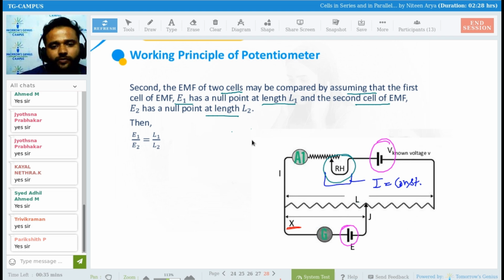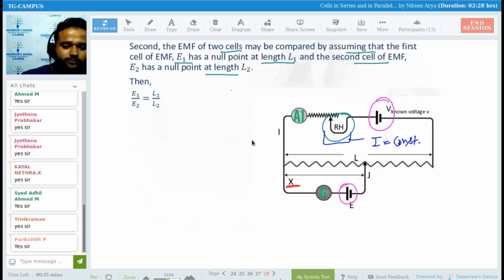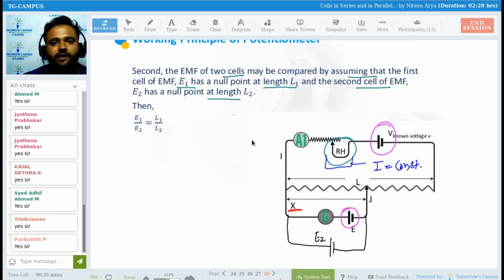Now what we are saying, suppose we have another cell also. And this is E2. Null point is where the current is 0, and when the current is 0, again we get this Wheatstone balance condition. So now suppose we need to find the EMF, or compare the EMF of two cells.